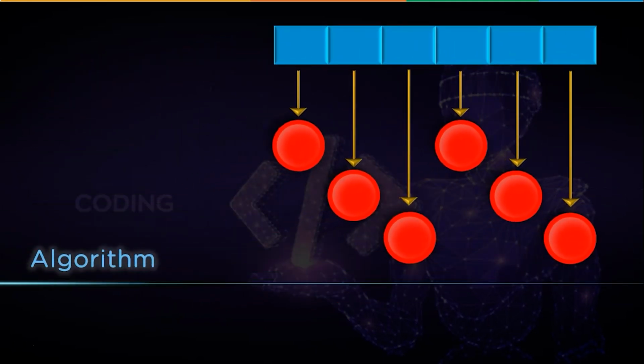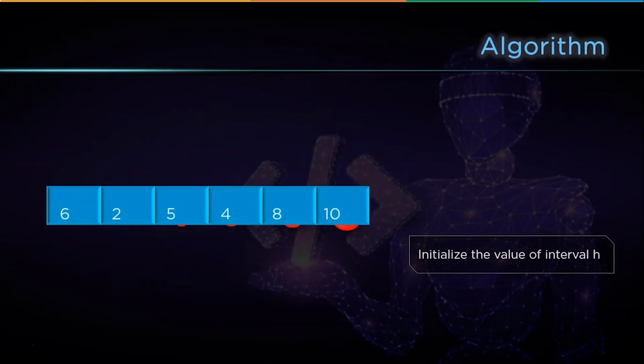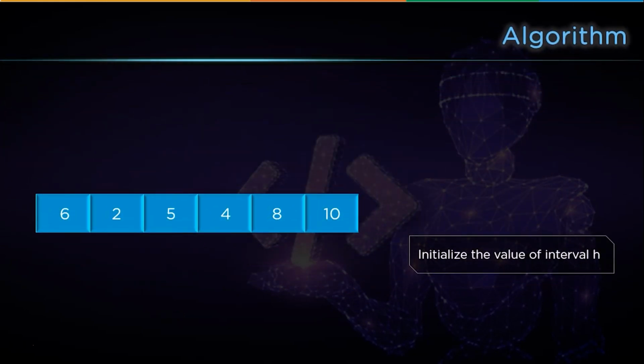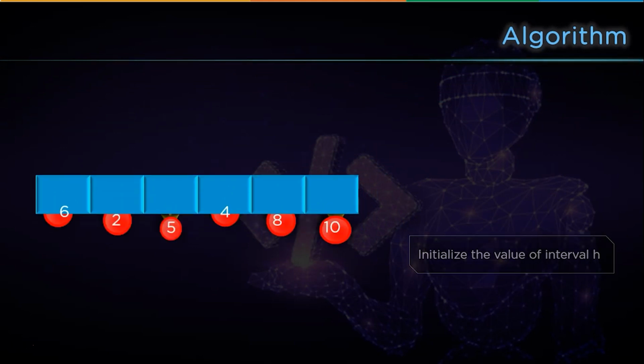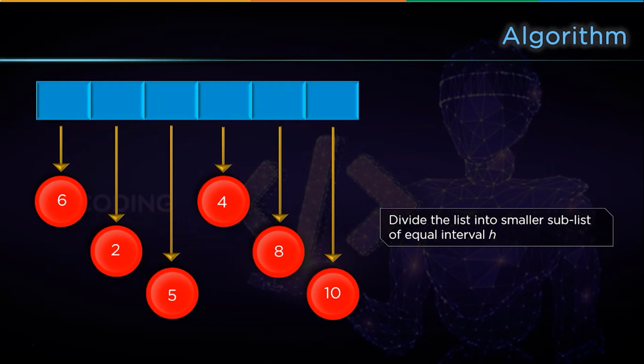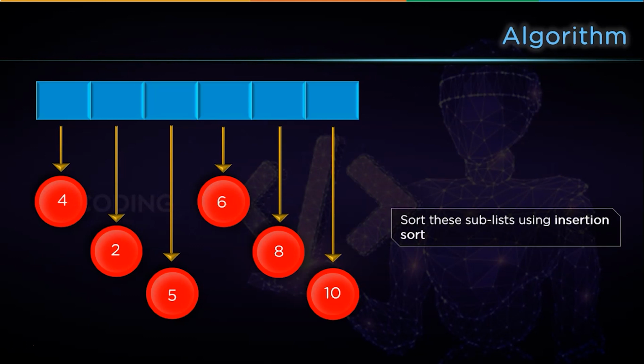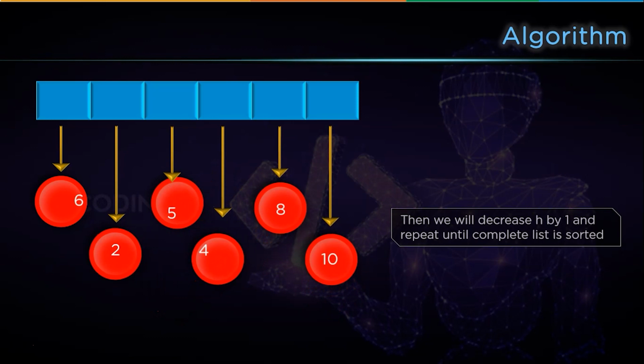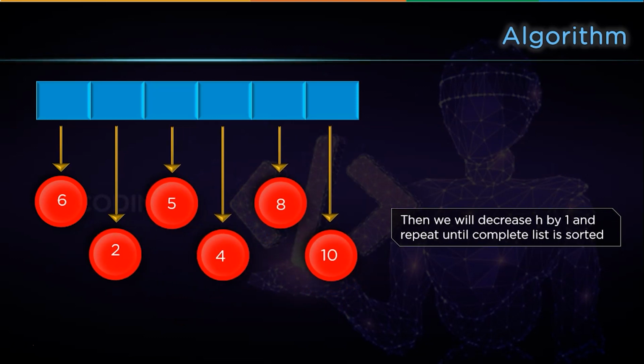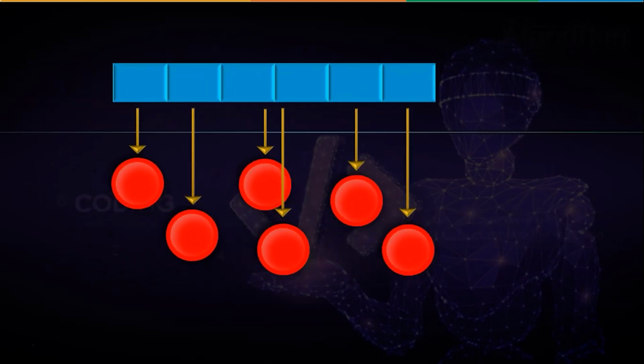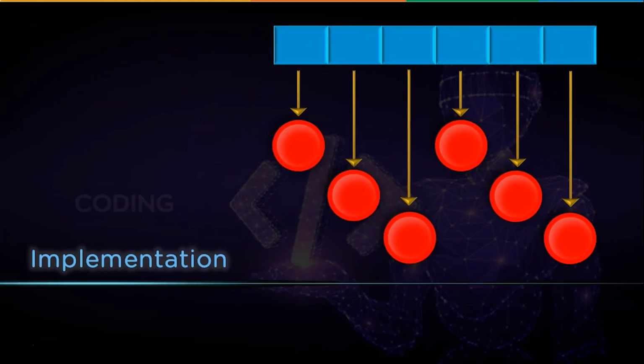Now let's discuss the algorithm of shell sort. Let's say we have an array. We will initialize a variable h. This h will represent intervals. Then we will divide this array into h intervals. It will create some subarrays. Then we will apply insertion sort on these subarrays. After that, we will reduce the interval h by 1. Then we will repeat this process recursively until h counts down to 1. We have now introduced shell sort and its algorithm.